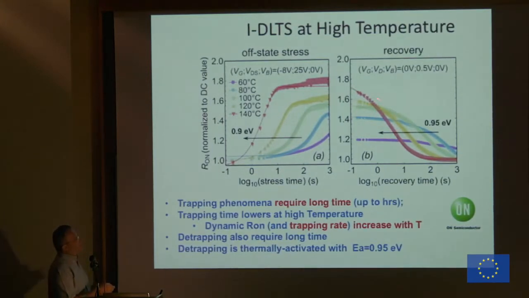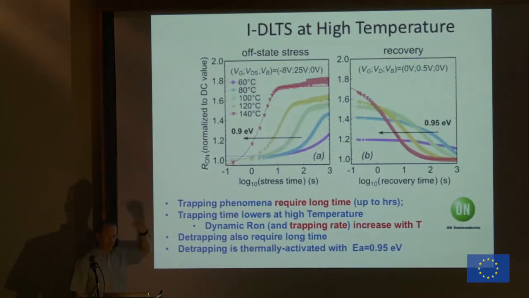And then, of course, the detrapping. This really tells you the dynamic RDS-on. At the initial stage, the RDS-on is high, and then little by little, the RDS-on goes down, but it takes hours again. It takes a long time to recover. This is the other peculiarity. So trapping phenomena require a long time, up to hours or even more. Trapping time is lower at higher temperature, this is reasonable. But the detrapping also requires a very long time. And this is something you have to take into account.